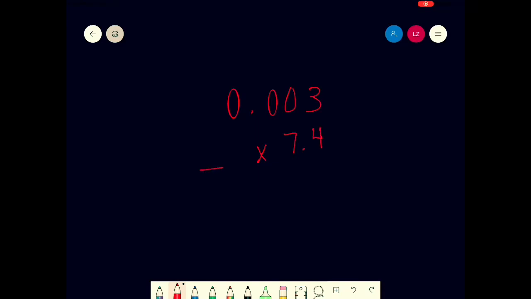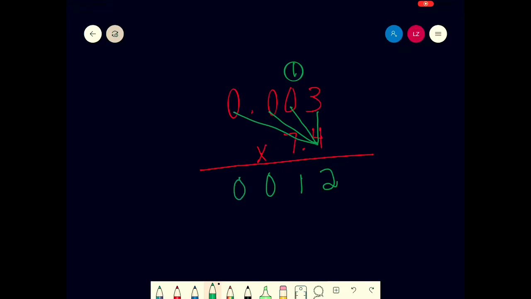Right, find the product. Okay, let's do 4 times 3 is 12. 4 times 0 is 0, plus this 1 is 1. 4 times 0 is 0. 4 times 0 is 0. And in order to go to this spot right here, we need to put a 0, the hero placeholder, to get to the next spot.